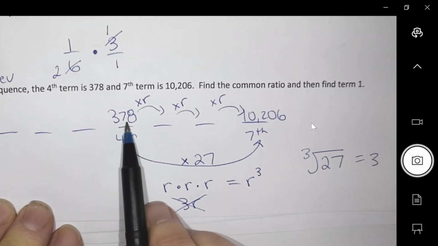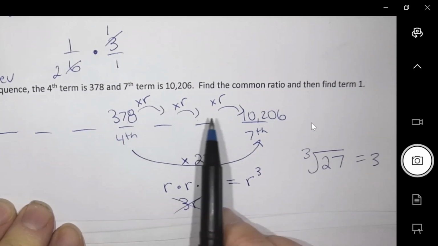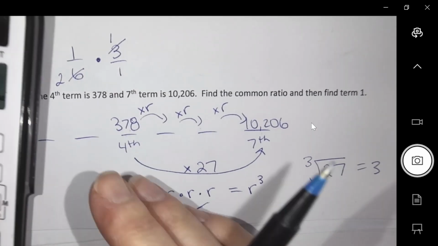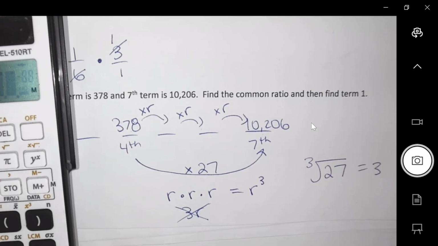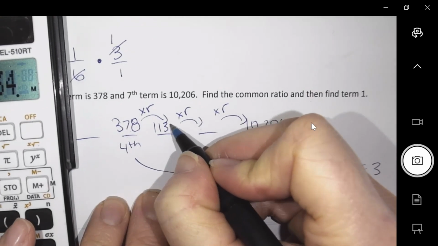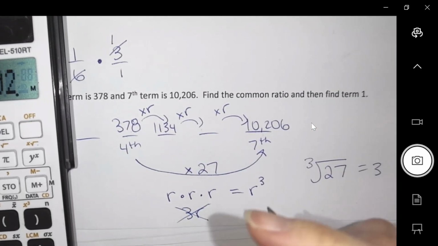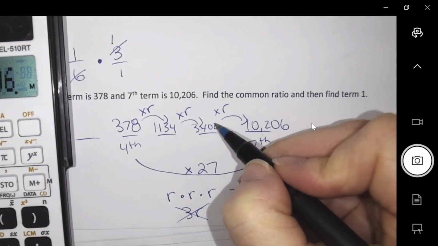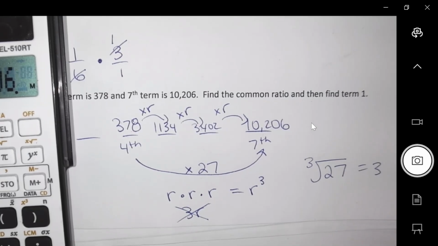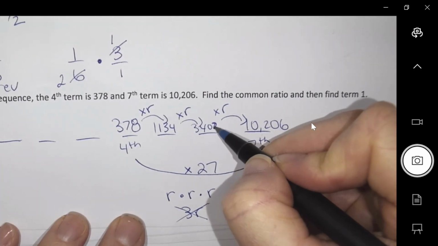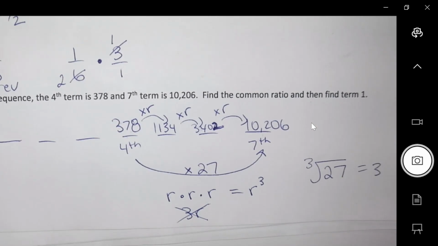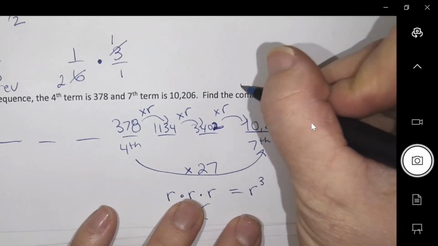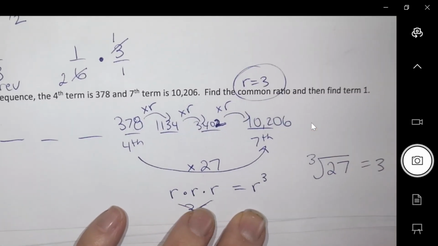So did it work? Let's try it. Can you take this times 3 times 3 times 3? Can we fill this all in? 378 times 3 times 3 times 3. Did it work? Is that a 2? Yeah. So the r equals 3.